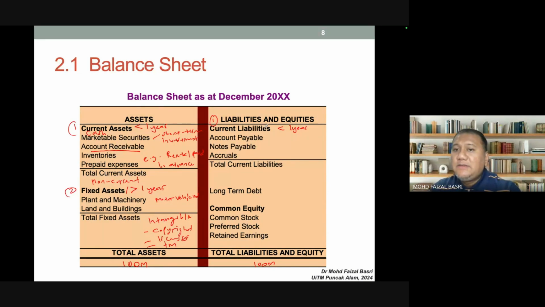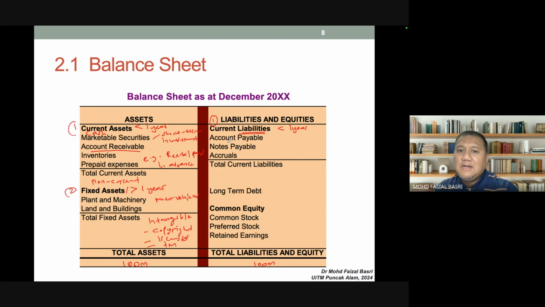So what is the definition of this time frame? For current assets, less than 1 year represents the time taken for them to convert the assets into cash within 1 year. For liabilities, 1 year represents the due, the payables, okay, the outstanding must be paid within 1 year. So all of the liabilities are debts. So this debt must be paid within 1 year.